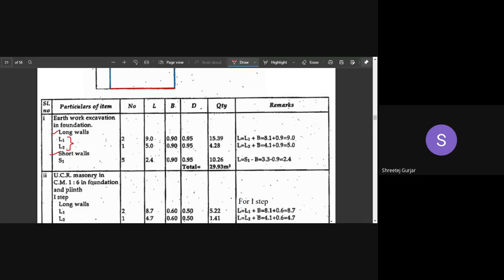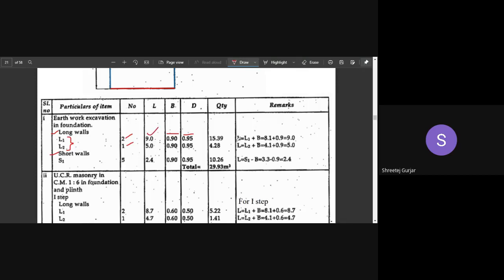So here, because the lengths of my long walls are different, we have named them L1 and L2, and we have to calculate the items of work separately for each of them. L1 is 2 in number, and L2 is 1 in number. The width of my foundation is 0.9, which we have represented here, and the depth of my foundation is 0.95. So, coming to length calculation.